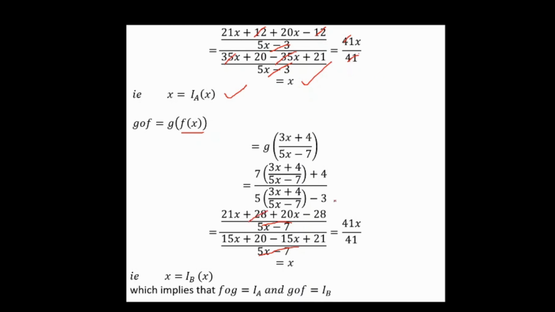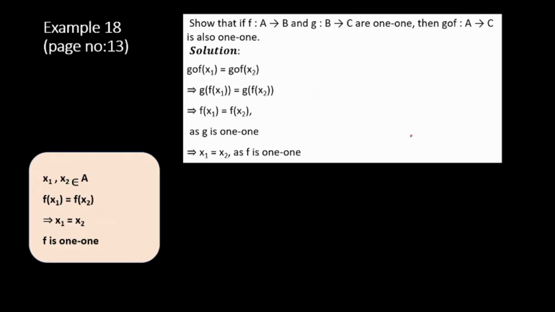Then here 28x plus 28 minus 28, so you have 41x. Here again 15x and minus 15x get cancelled. So you have 20 plus 21, that is 41. So your 41 gets divided, and finally you have x. So again x is equal to IB of x, which implies that fog is equal to IA and gof is equal to IB.